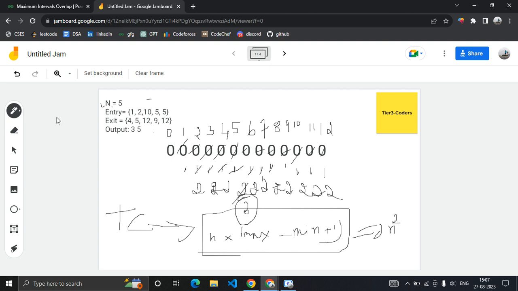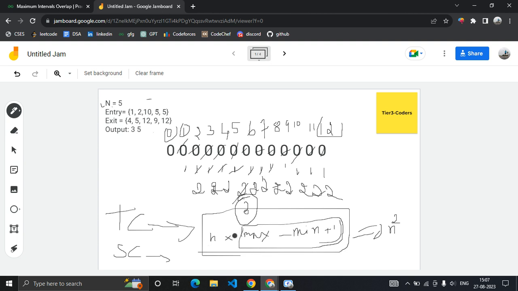In the worst case means, for example, rather than 1 to 4, they had given 1 to 12, 1 to 12, 1 to 12. In that case, it would definitely give n square. Space complexity, you all know, is max minus min plus 1. This would be the space complexity.